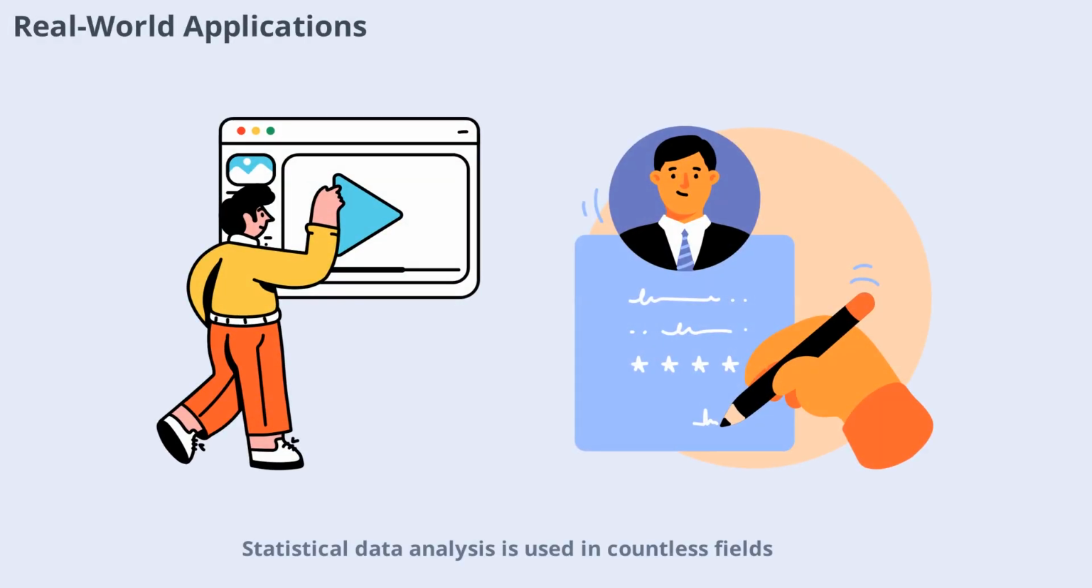Statistical data analysis is used in countless fields, from healthcare and business to sports and social sciences. For example, companies analyze sales data to improve marketing, while researchers use statistics to test new treatments. Real-world applications show the power and versatility of data analysis.